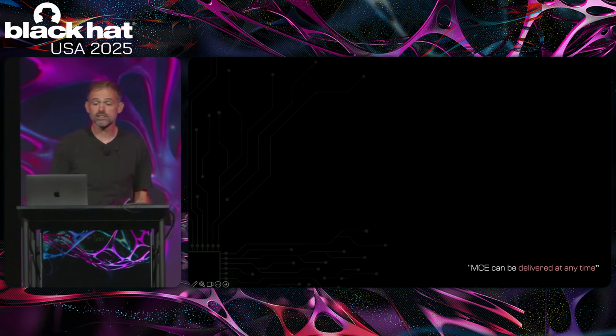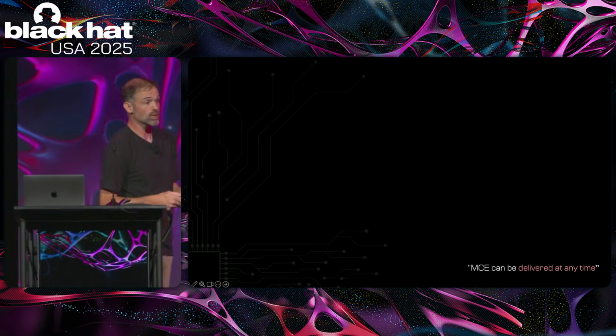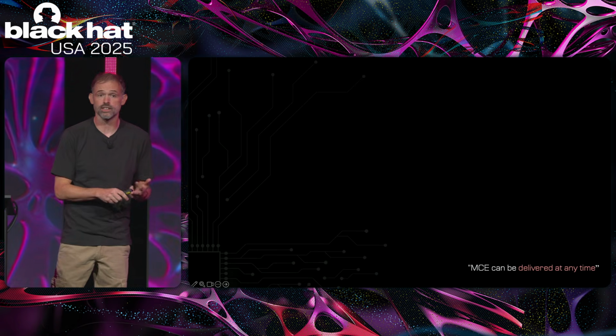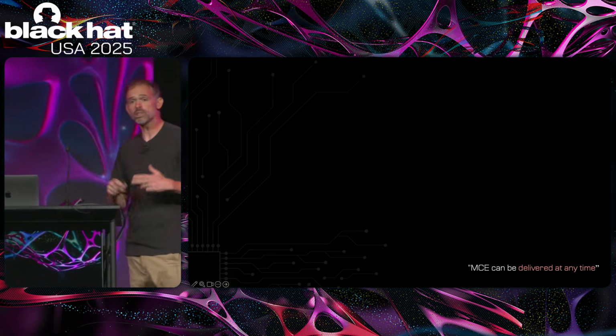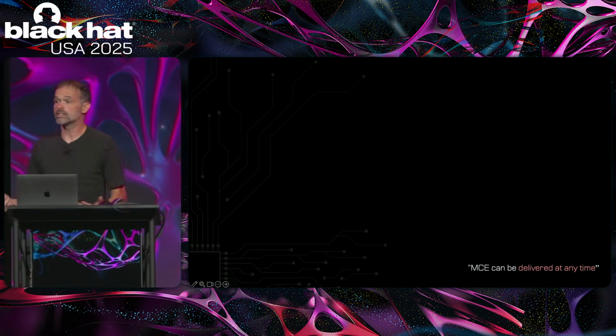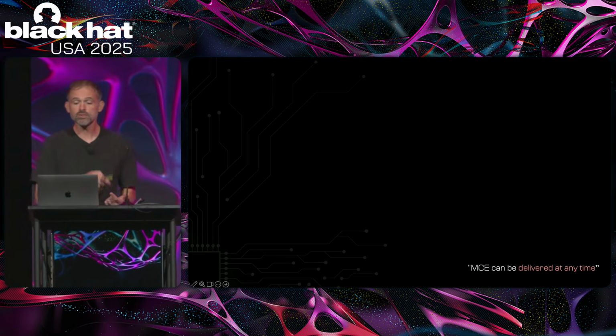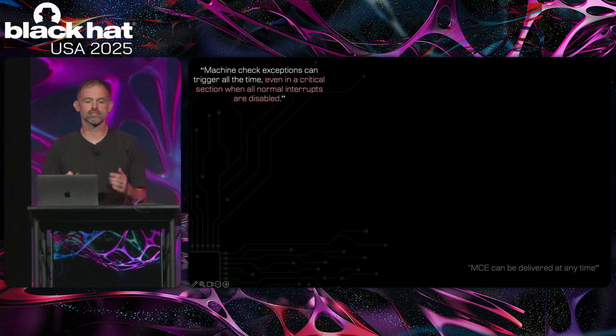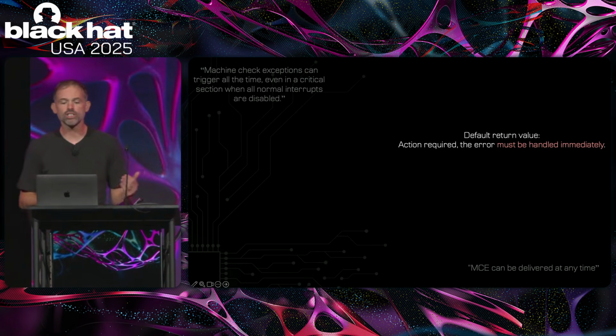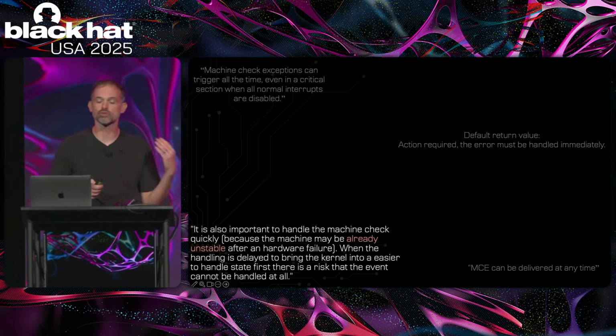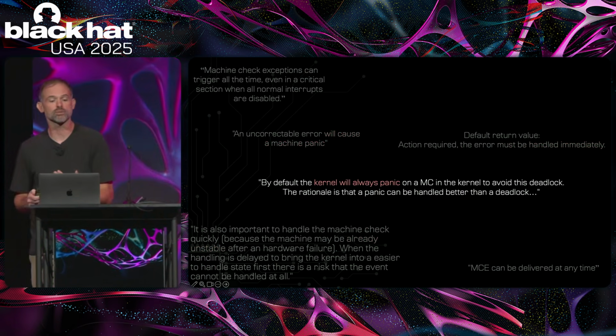What does the operating system do in this case? Well, if we want to figure that out, we can go to the Linux kernel source and look in the Linux kernel documentation to see what the operating system does when it gets a machine check exception. If you do that, you'll see all sorts of things like this. It'll tell you that MCs can be delivered at any time. It says even in a critical section where all normal interrupts are disabled, they must be handled immediately. The system's already unstable. It will cause a machine panic.